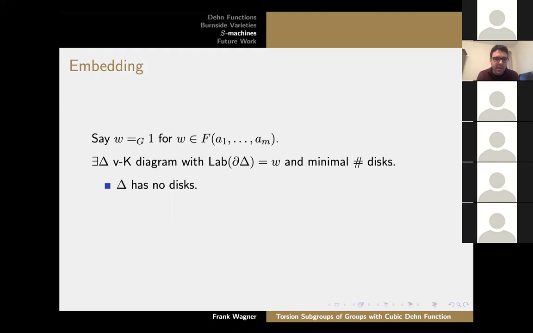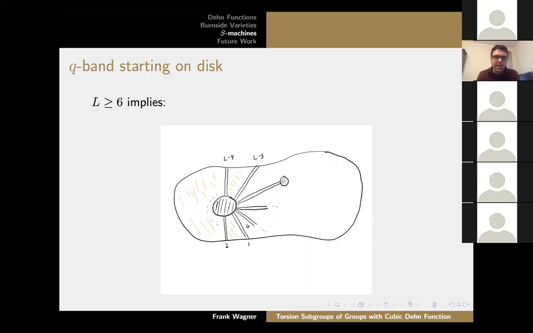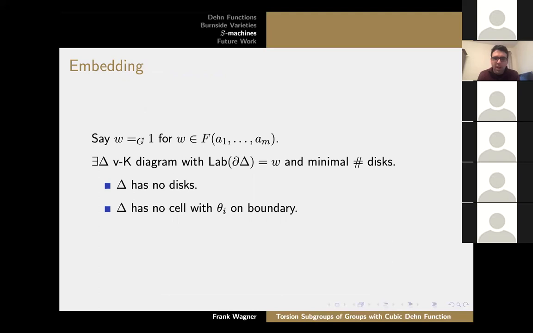Well, now I know that it has no disks, because if it had a disk, then one of them needs to look like this. And if it looks like this, then at least one of the edges on the boundary is labeled by a Q. And if it's labeled by a Q, then it's not equal to W. Okay, so it has no disks. Also, I know that it has no thetas anywhere in the middle. The reason I know that is because there are no theta annuli.